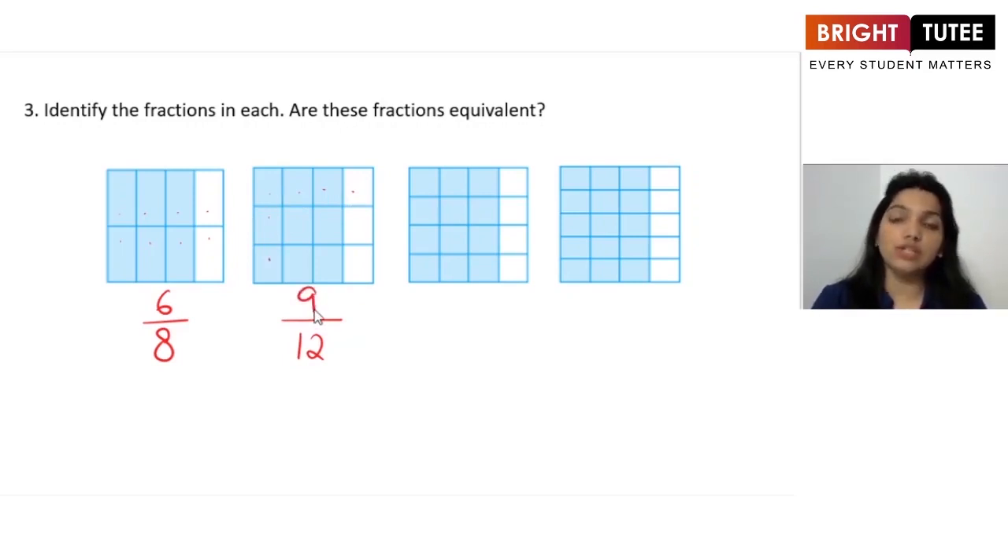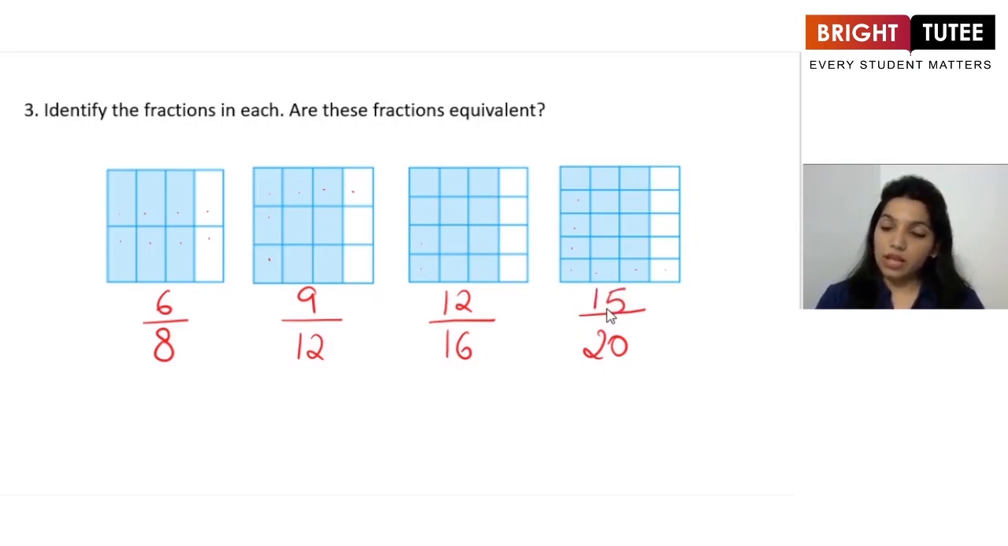It is 9 shaded. Is that right? Now moving to the next one. It is 16. And out of 16, how many do we see shaded? 12. Right? Let's move to the next one. It is 20. And out of 20, how many have we got shaded? 15. Okay.